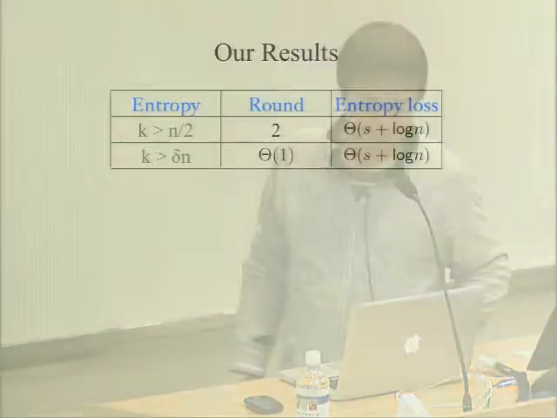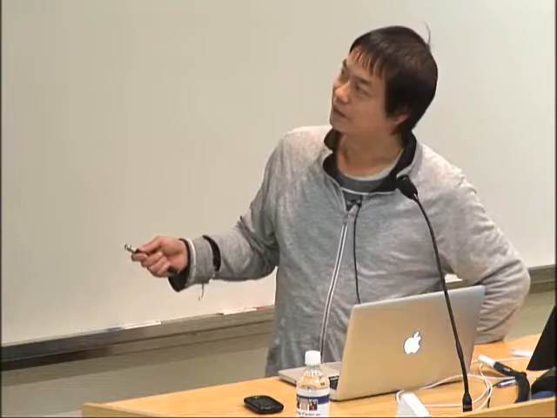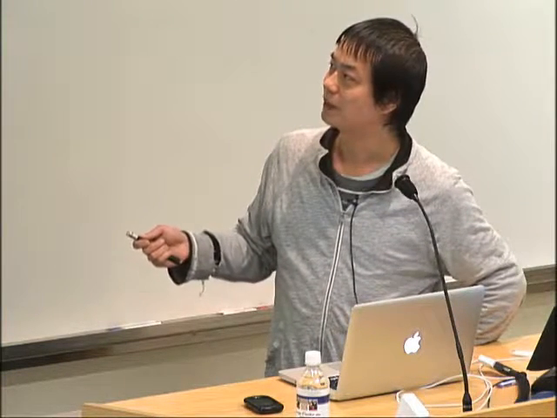Okay. So what are our results? Basically, in this paper, we give 2 improvements of the previous results. In the case where the entropy is bigger than n over 2, we get a 2-round protocol. Recall that indeed you have a 1-round protocol, but the entropy loss has to be much bigger, n minus k. Here we get a 2-round protocol, but we get optimal entropy loss, s plus log n.